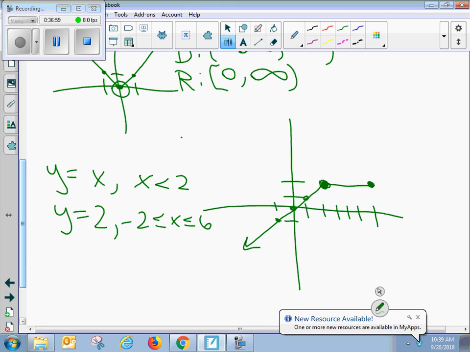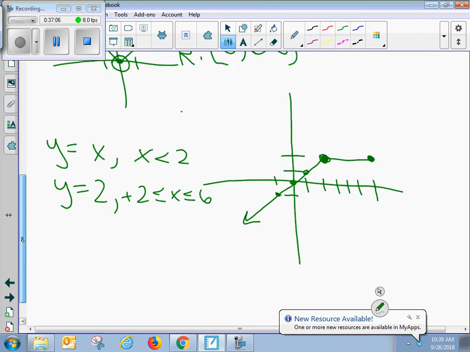I thought that was negative 2. Oh, I messed up there. Between positive 2 and 6. Yeah, that's my fault. It's because I didn't look at the paper.